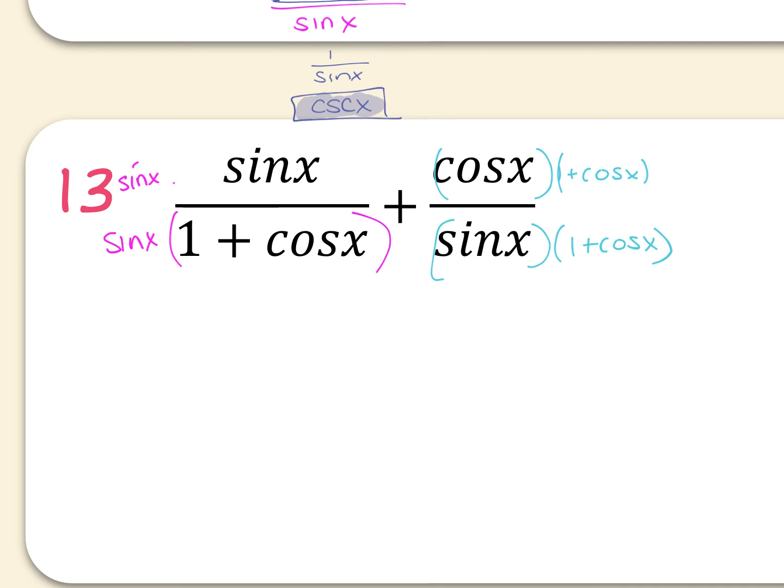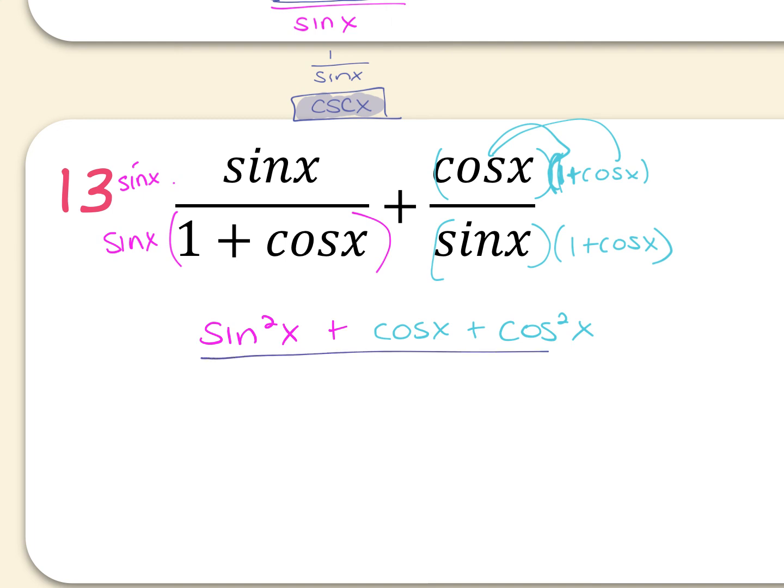So my numerator becomes sine squared of x plus cosine of x, because I'm going to distribute this to 1 and to the cosine, plus cosine squared of x. So this is a 1 here, 1 plus cosine, and then I distributed that cosine to both. And it all goes over sine of x times 1 plus cosine of x. And I'm going to keep that separate for now. If I need to distribute later, I can, but I'm going to keep it separate for now.